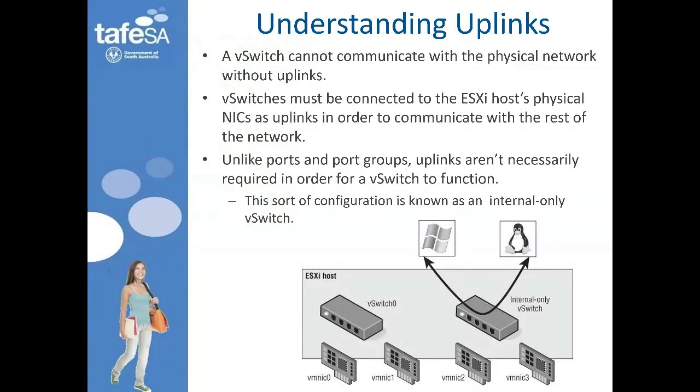Unlike ports and port groups, uplinks aren't required for a virtual switch to function. So here, this virtual switch, for example, has no uplinks. That's fine because its only purpose is to allow for this internal communication between these 2 virtual machines. That's equivalent to our host-only virtual network, isn't it? Don't forget, when we say host-only and bridging, they're still virtual networks on our VMware Workstation.